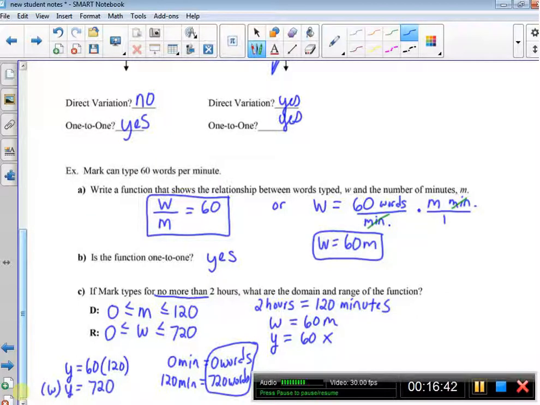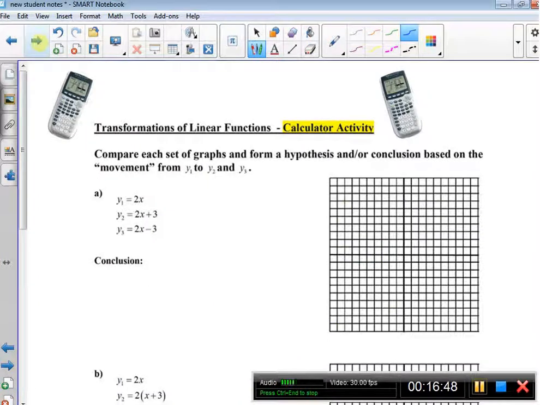Okay, that concludes it. However, the next page actually has a calculator activity. I'm going to continue on with this, but you can be done with the lesson as the calculator activity is just optional, but it is interesting. So I'd love to have you stay with me if you would like.